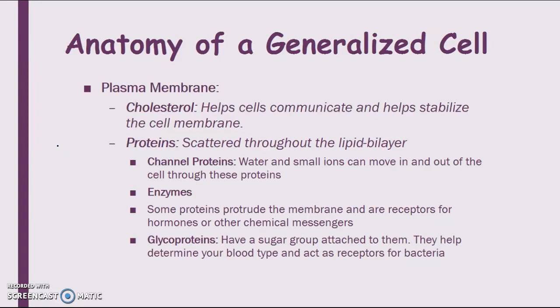There's enzymes that speed up the chemical reactions. We have proteins that come out of the cell membrane that act as kind of receptors for different hormones. And then you also have glycoproteins, which have a sugar group or carbohydrate group attached to them. And these types of proteins help determine your blood type, so A, B, O, and also act as receptors for bacteria.